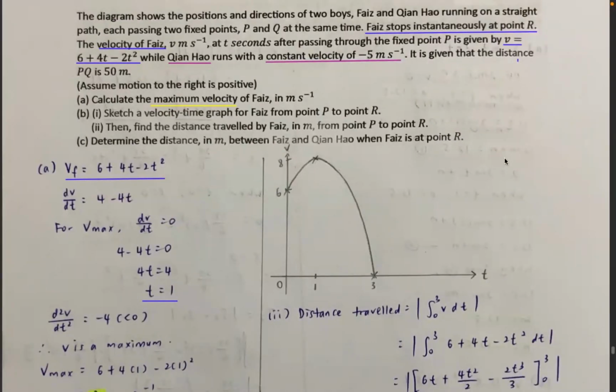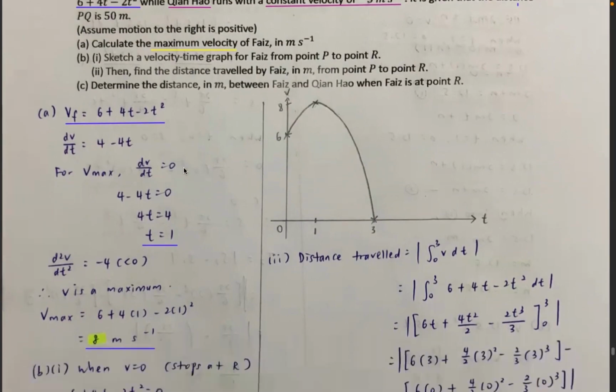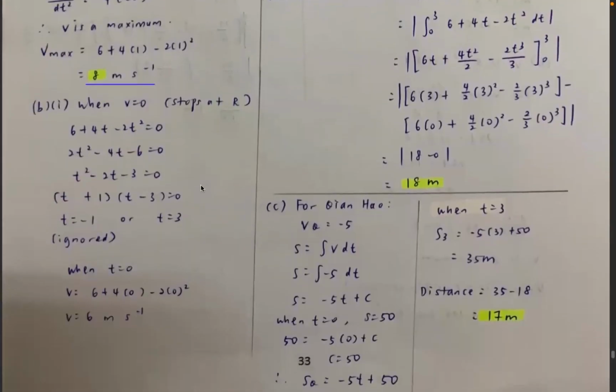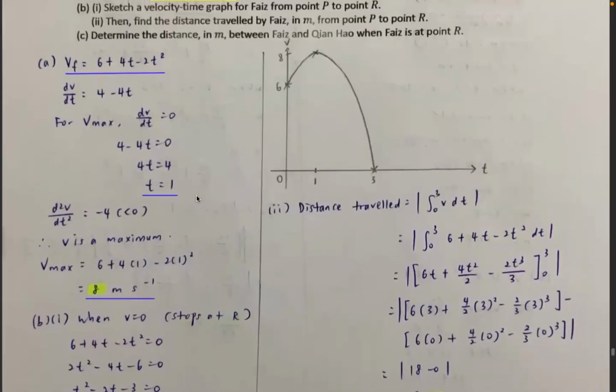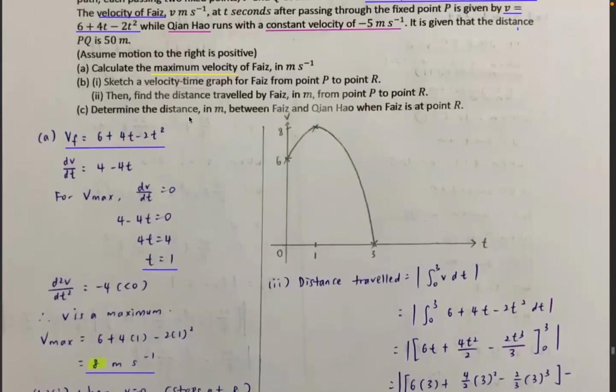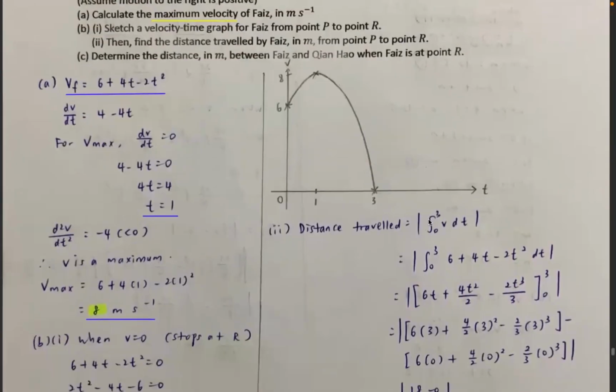Then find the distance traveled by Far East from point P to point R. For Far East, velocity function is given. v equals to 6 plus 4t minus 2t squared. But we didn't find displacement function at all just now. So now, to get the distance traveled, we have to integrate v dt.